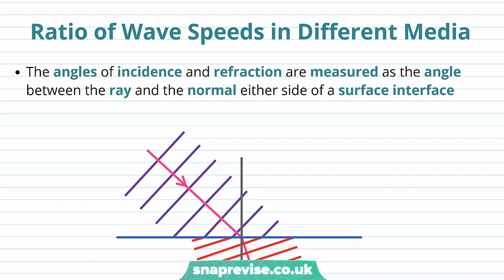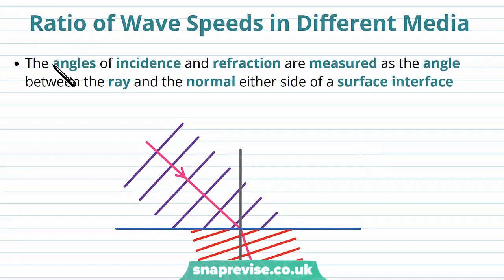So we're going to start off by looking at the ratio of wave speeds in different media. So far we've established that when light moves through different media, its speed can change because different media have different optical densities or refractive indices. So now we're going to look at the ratio of wave speeds in different media. The angles of incidence and refraction are measured as the angle between the ray and the normal either side of a surface interface.